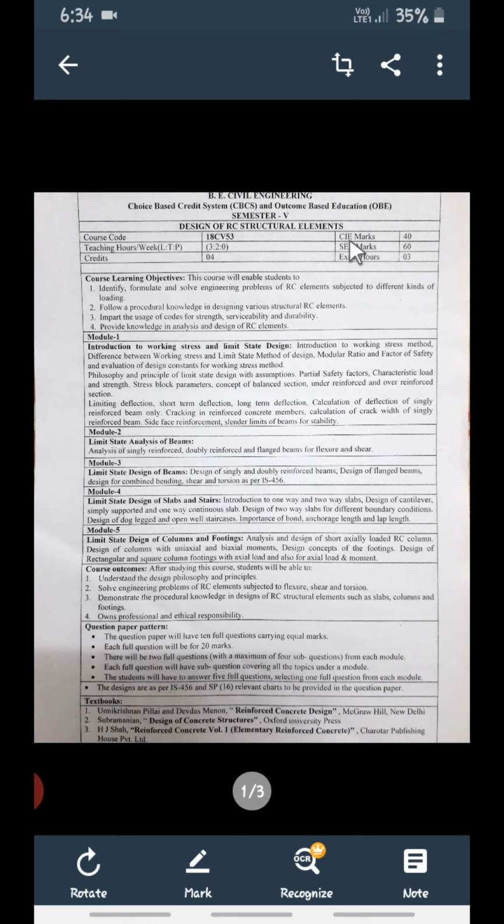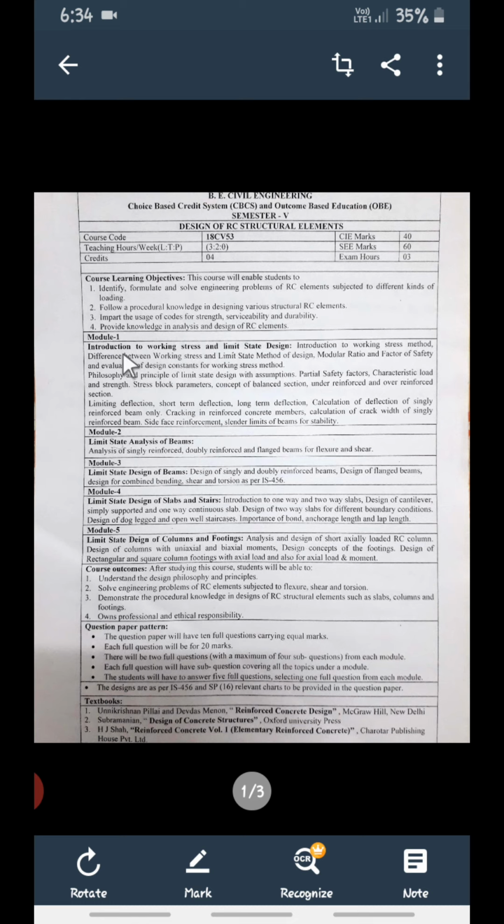Once again I am repeating, this is an important subject of the civil engineering course, that is design of RC structural elements. Now we will go into the brief details of this syllabus. Again as usual there will be 5 modules. Module number 1 comprises introduction to working stress and limit state method.